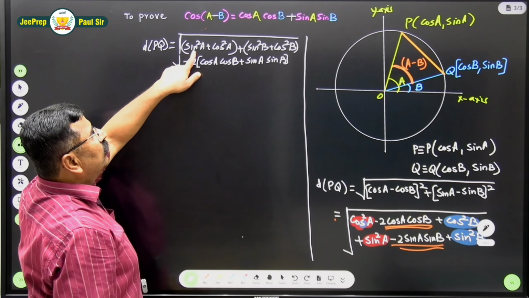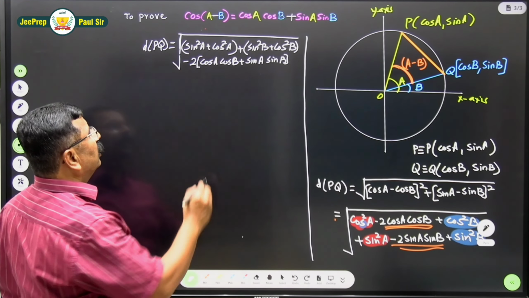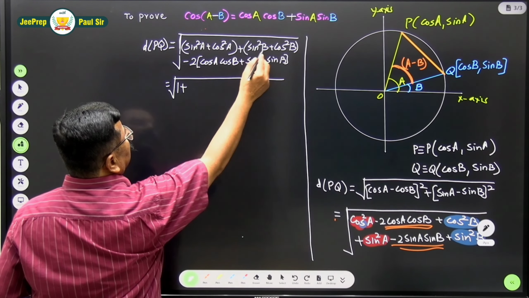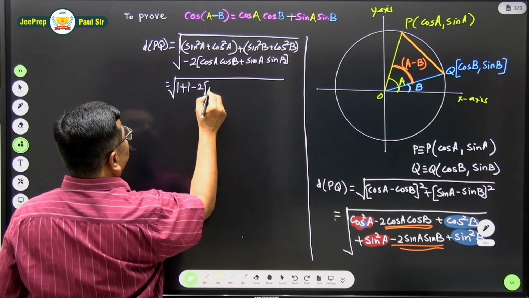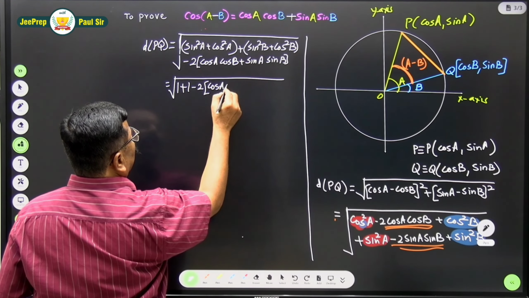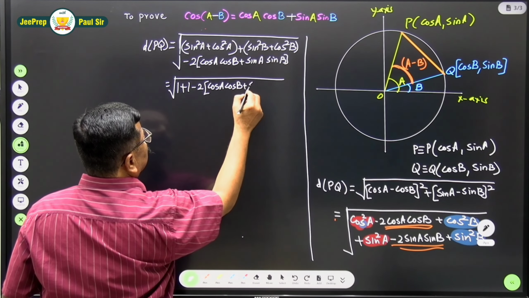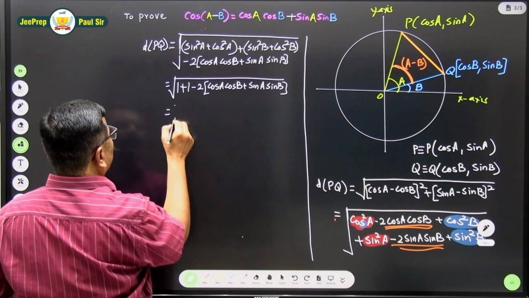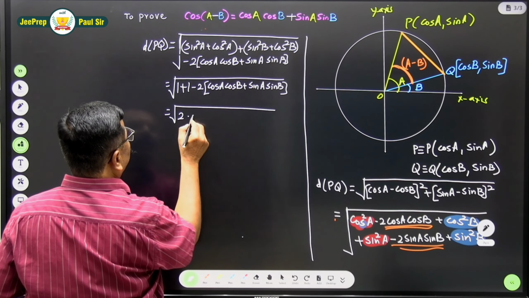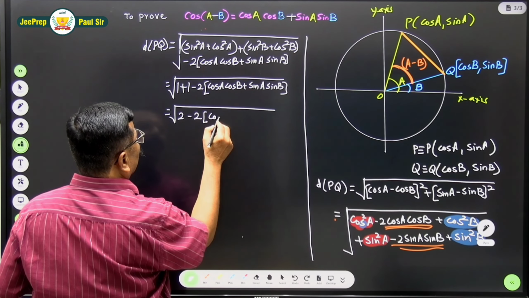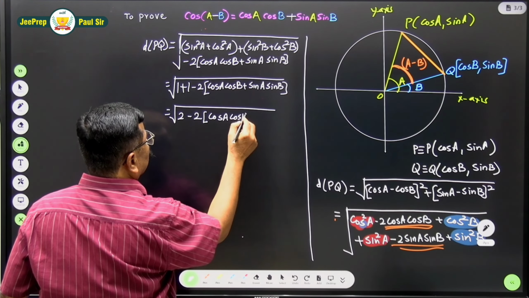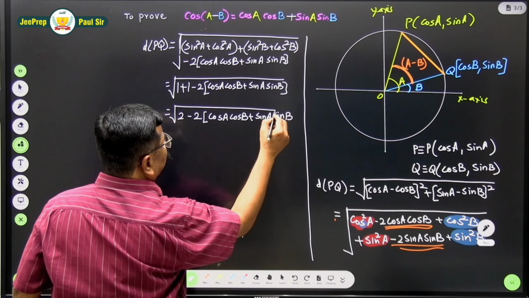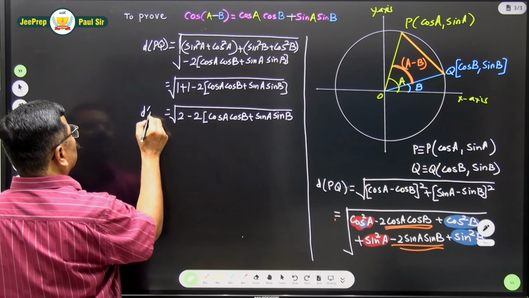Then, as I told you earlier, sin square theta plus cos square theta is 1. Hence this will be under root 1 plus 1 minus 2 in bracket cos A cos B plus sin A sin B. So this will be under root 2 minus 2 in bracket cos A cos B plus sin A sin B. So this is distance PQ.